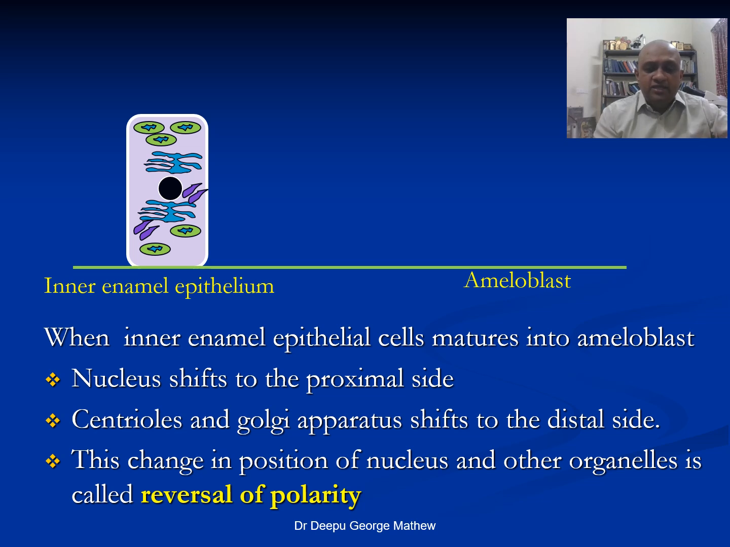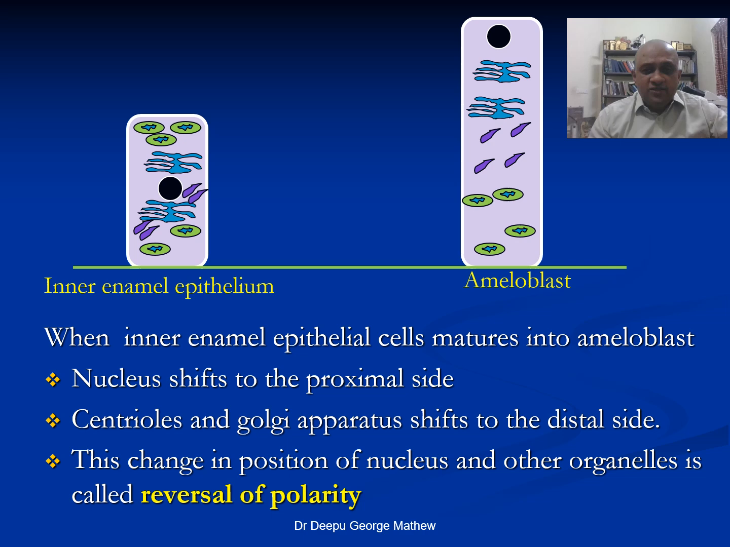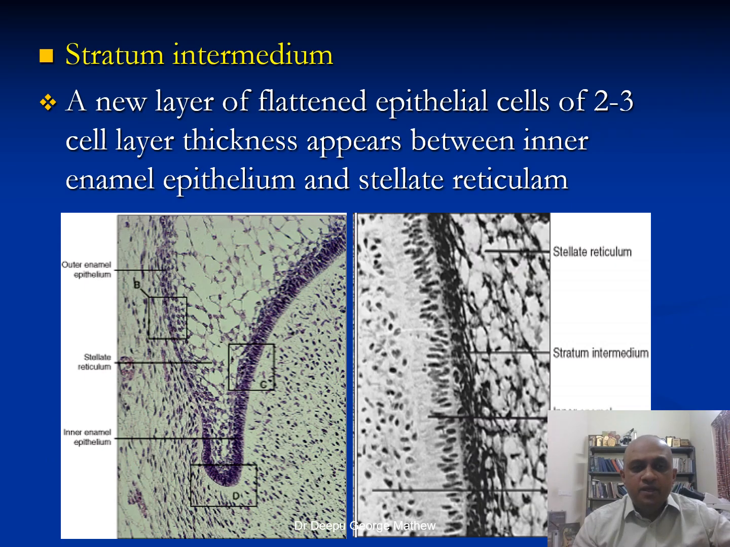Now, so this is what we can see. The inner enamel epithelial cells, when they transform into an ameloblast, you can see the nucleus has been shifted away from the center to the proximal end, and the centrioles and Golgi apparatus shift down, and this change in the position of the nucleus and the other organelles is known as reversal of polarity.